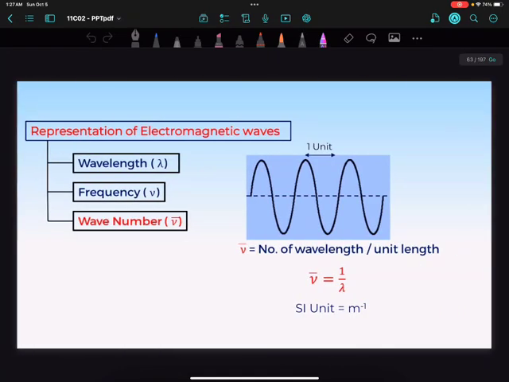Now the representation of electromagnetic waves in the form of wave number. The wave number is the number of wavelengths per unit length. So it is nothing but 1 by lambda. So here we can say that wave number is inversely proportional to the wavelength.